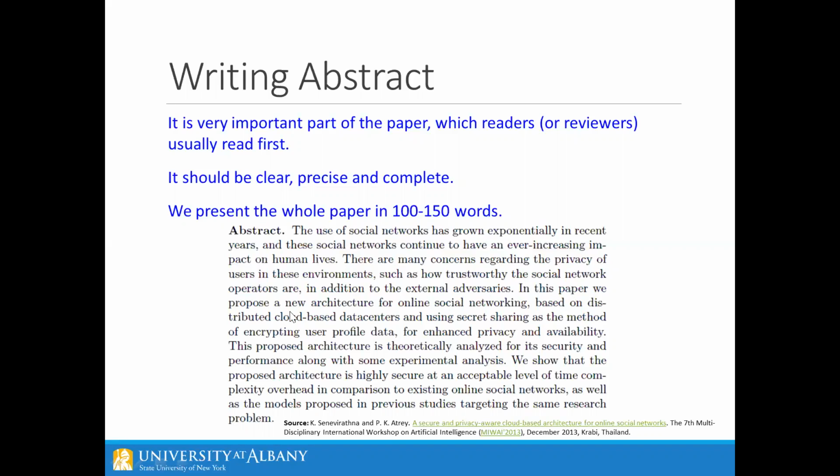So in this paper, we propose a new architecture for online social networking based on distributed cloud-based data centers and using secret sharing, and the proposed method has this feature. So we have two sentences for basically the proposed work section, and then we show that the proposed architecture is highly secure in comparison to existing online social networks. And so that is, we are talking about the experimental results and analysis here. Okay, so this is not the ideal abstract, but this is just an example of abstract.